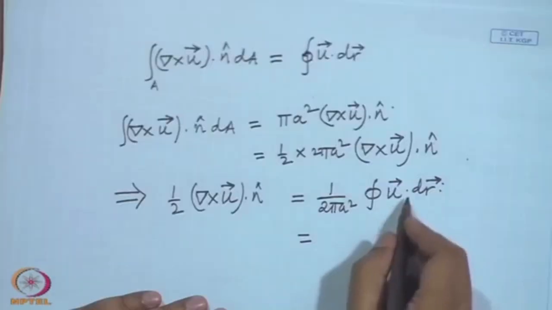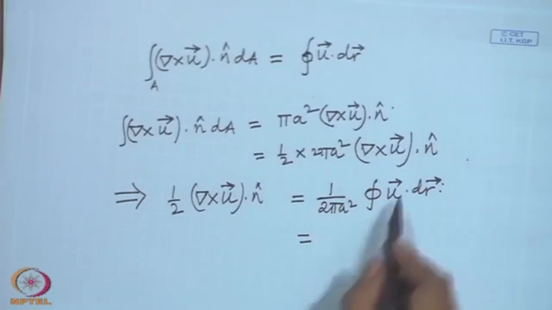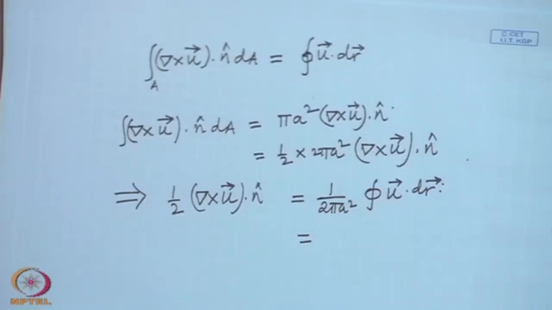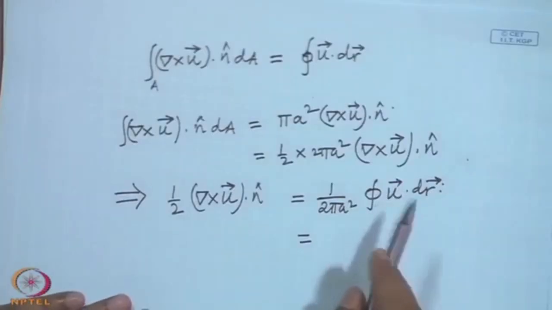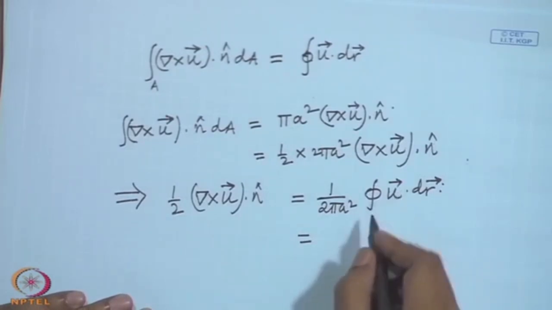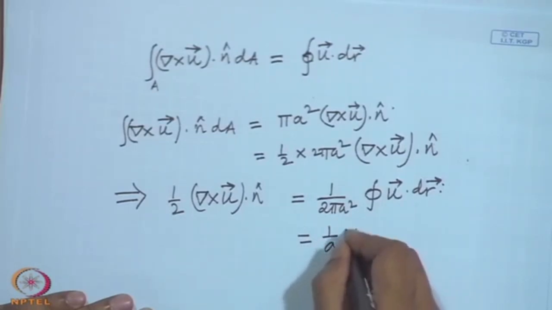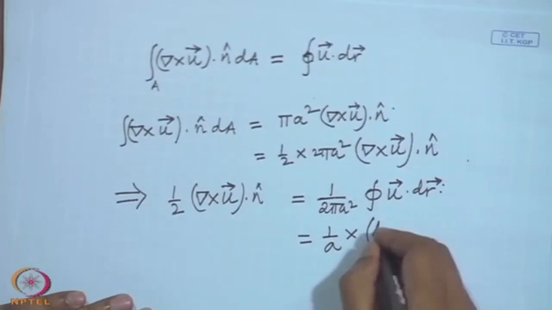Okay. So, this becomes tangential velocity, u dot dr, only the tangential part will remain. Since it is u dot dr, the component of u which is normal to that path vanishes. So, it is basically only the tangential part, the total tangential velocity we can call it, though of course it is not any physical quantity. So, this is the average of the tangential velocity, averaged over the circumference. So, this is 1 by a into the tangential velocity averaged over the circumference.